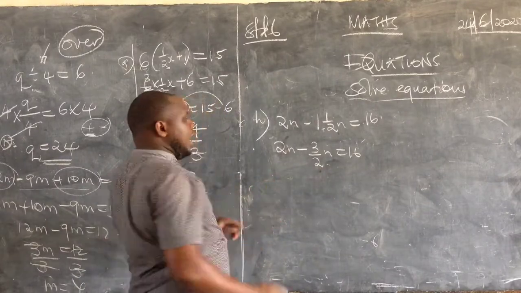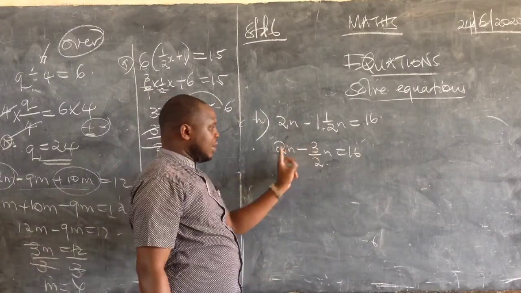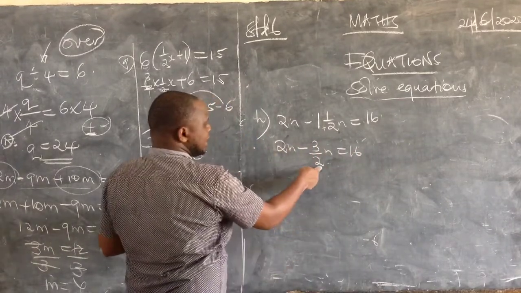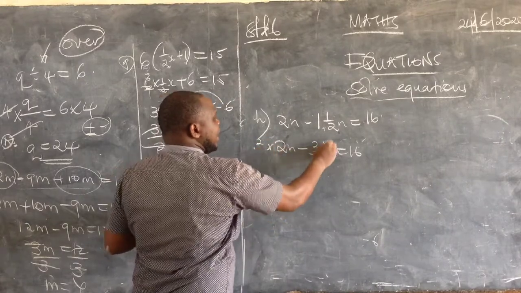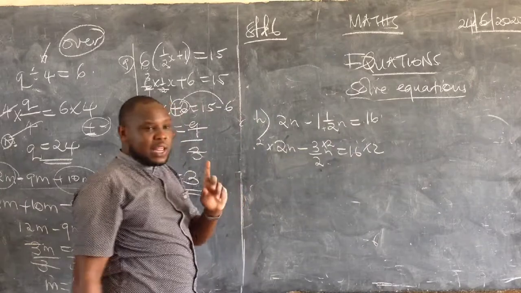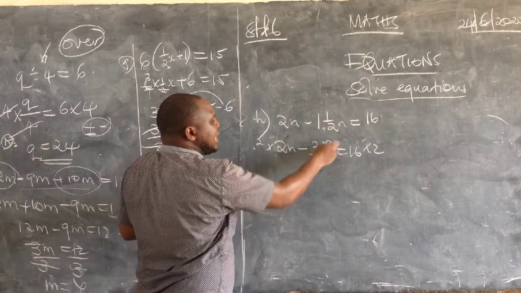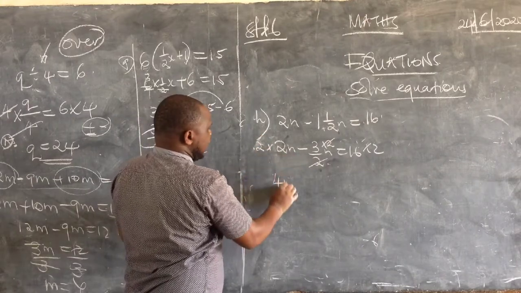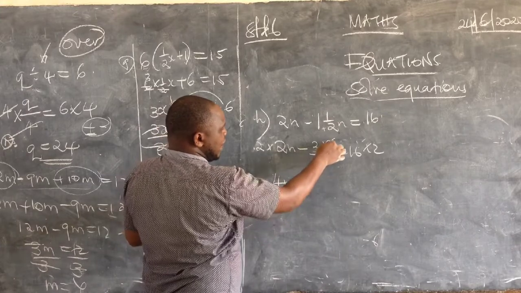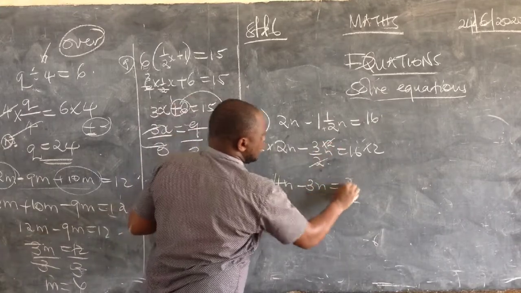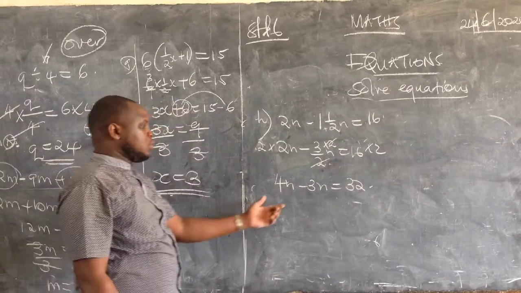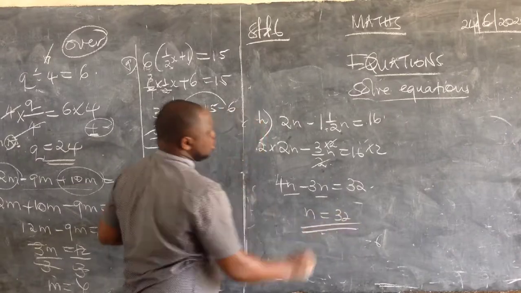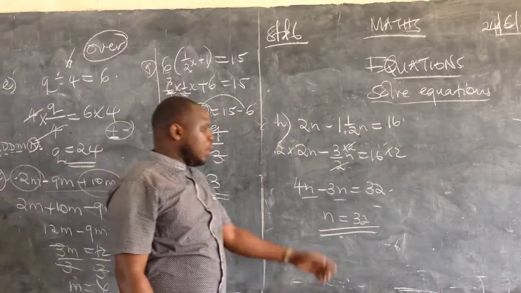From there, look here, there are 2 numbers here, but all these numbers must be multiplied by the denominator, by the LCM. The LCM is 2. So multiply here by 2, multiply here by 2, multiply here by 2. You realize that the number that you have multiplied with 2 here is the one that cancels. Don't cancel this one. So 2 times 2n becomes 4n minus, this now cancelling, 3n is equal to 32. So 4n minus 3n is n is equal to 32. So your answer is going to be 32. That's how we do it.